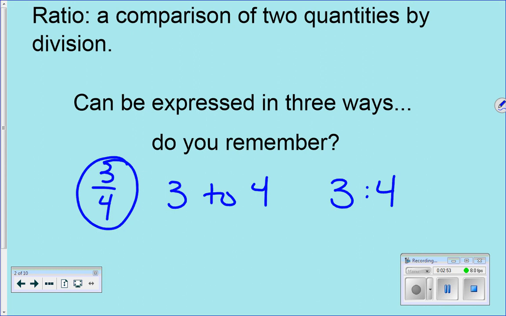Now remember, it's not a fraction. A fraction is parts of a whole. But when you're comparing 2 different things, like comparing boys and girls, this is like 3 girls to 4 boys. That's what this means. It doesn't mean 3 out of the 4 pieces. It means you have 3 girls to 4 boys. So it's not a fraction, but it can be written with this bar that looks like fraction form. So a ratio is not a fraction.